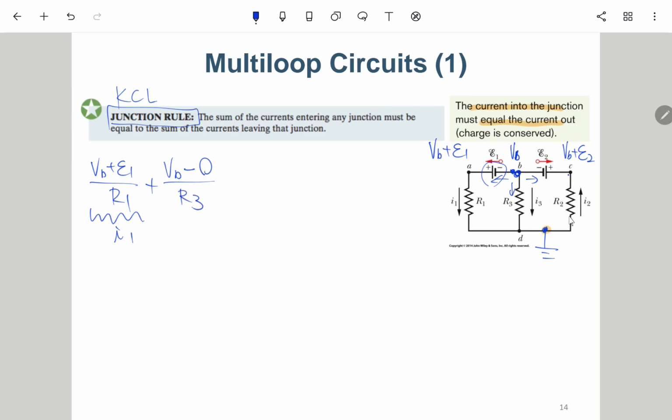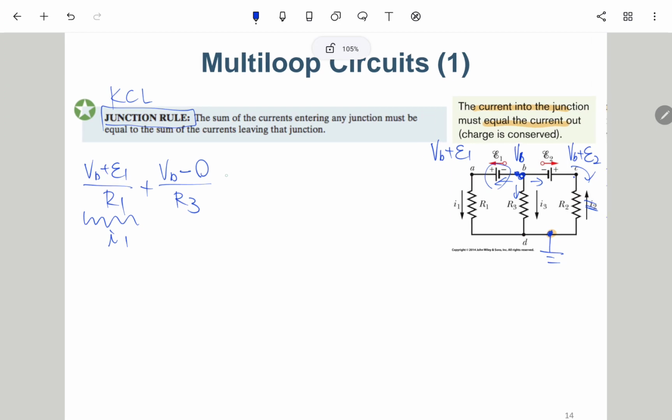Here it tried to assume I2 is going in this direction, but as I mentioned, I usually define all the currents as going all the way out. So here I also consider this current as going outside, but this is also an EMF. Don't try to determine the current related to this EMF. We should determine the current of this path by this resistor. So the voltage difference is VB plus E2 minus 0, so VB plus E2 minus 0 over R2.